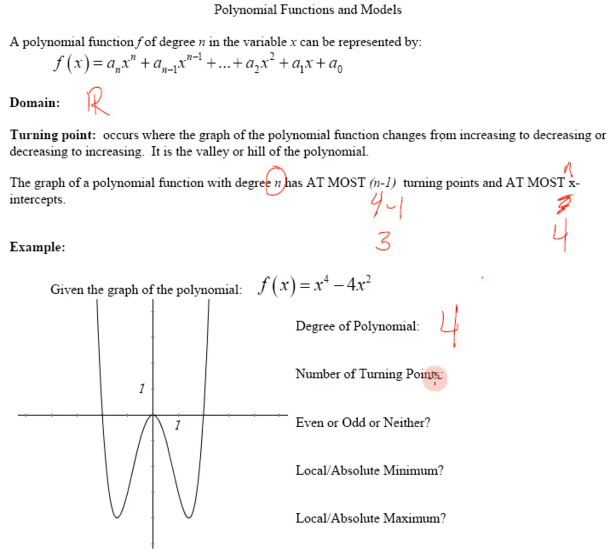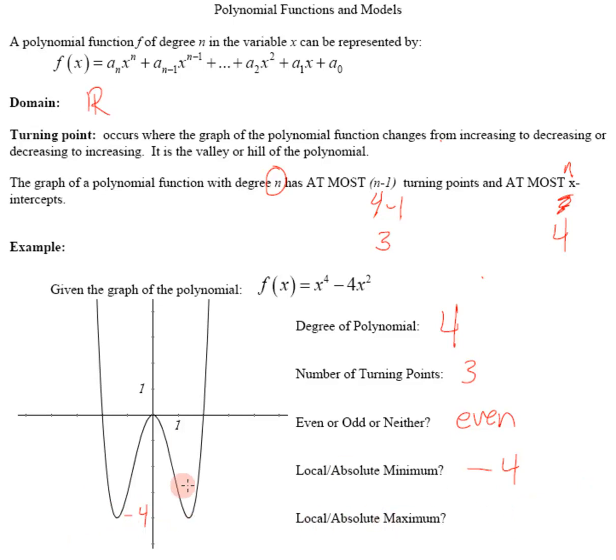So number of turning points, we have 1, 2, 3, because it's a fourth degree. Even or odd or neither? Well, remember, symmetry is with even and odd, so it is symmetric to the y-axis, so we have an even function. Local or absolute minimums. Well, the minimum is right here, and it is an absolute, and each of them is also local, so it is -4. So we have a local and absolute minimum of -4. That's the lowest point on the graph, and there are 2 of them.